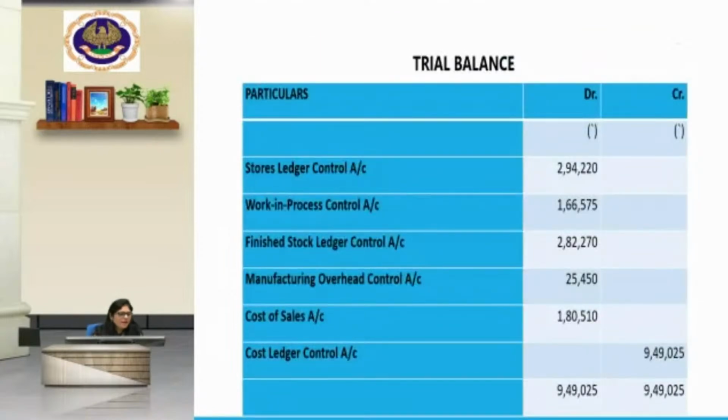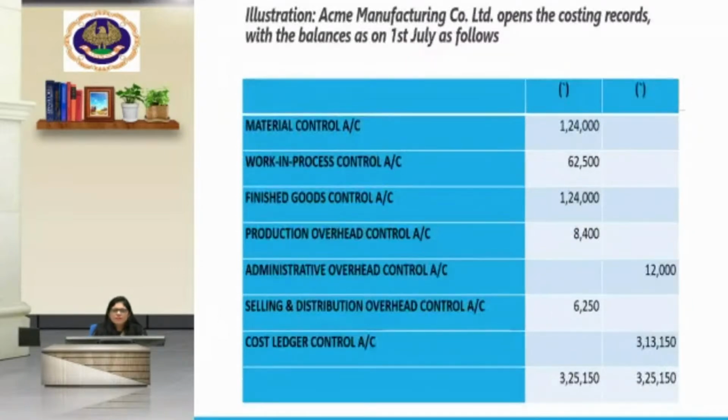Now this is the trial balance we have made: stores ledger balance CD, work in progress balance CD, finished stock balance CD, manufacturing overhead balance CD, cost of sales, and cost ledger control account. The cost ledger control account will always complete the double entry. So all these balances should be equal to the balance of the cost ledger control account. I'm repeating, all the balances will be equal to the balance of the cost ledger control account.